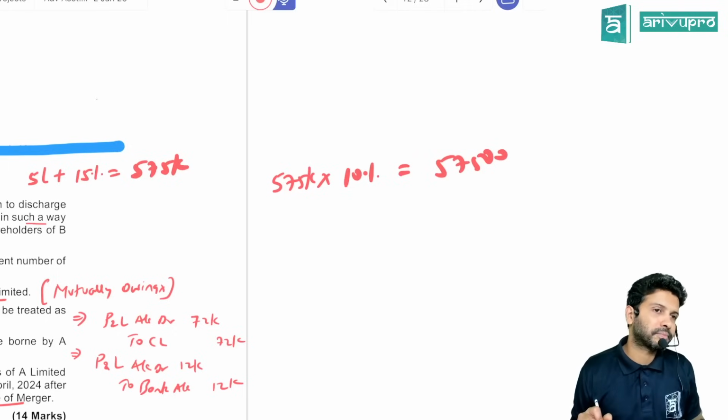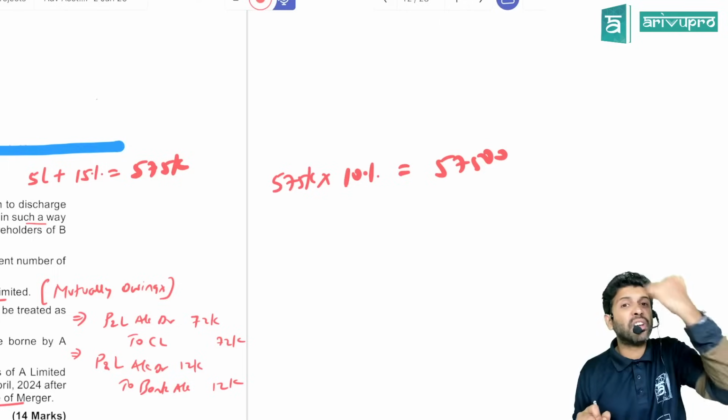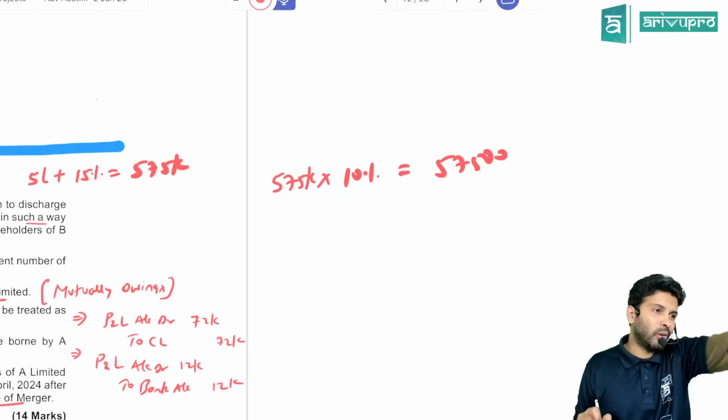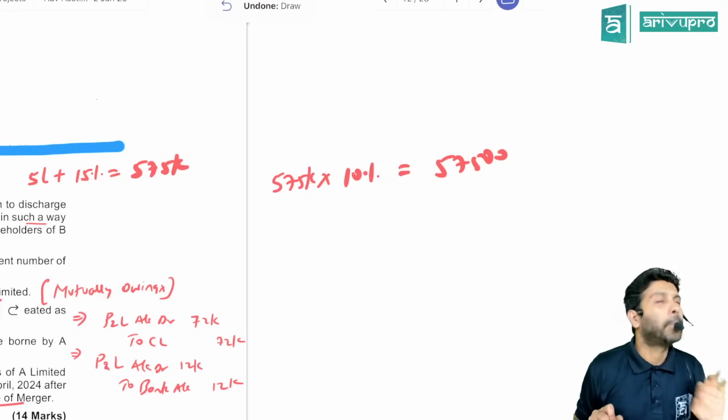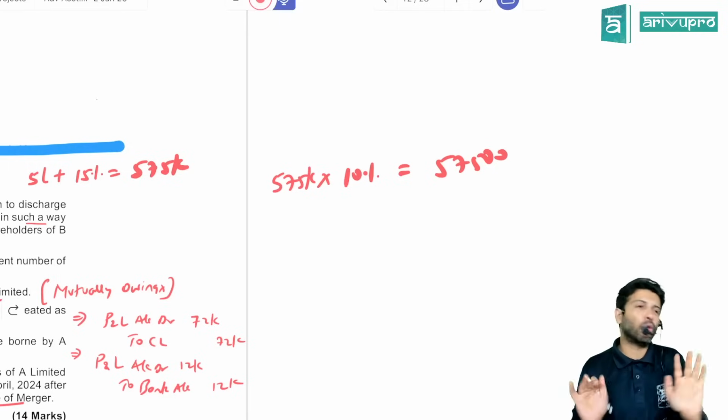That means what? Sir, dividend is always calculated on the face value. This 5,75,000 is not face value. It includes the premium. There is some premium element included over here. Understanding?